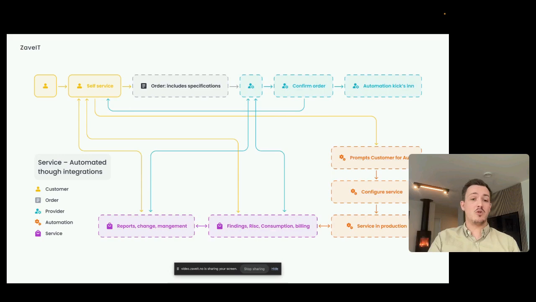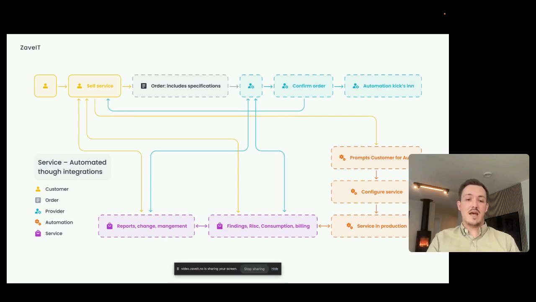Let's say they want to add additional users or additional machines to backup or whatever the service is. That needs to be taken into consideration. The automation kicks in again, it deploys it, adds that change to the service, but then also do the consumption for the billing part of the service.